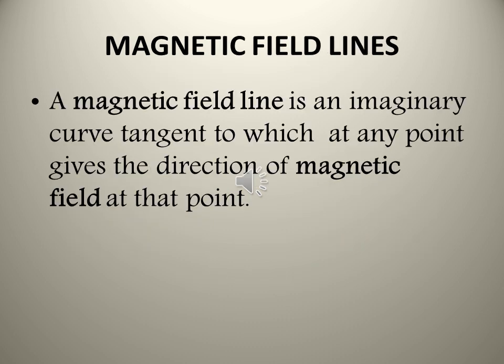Next is magnetic field line. A magnetic field line is an imaginary curve, tangent to which at any point gives the direction of magnetic field at that point. So just like electric field lines, magnetic field lines are also imaginary lines. If we consider a point on that imaginary line and draw a tangent to it, it will give the direction of magnetic field at that point.